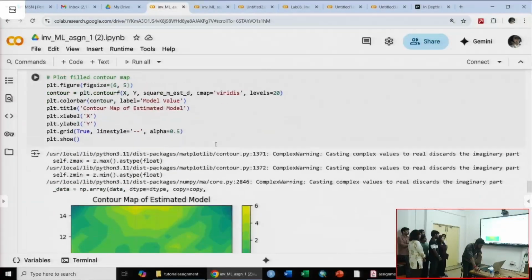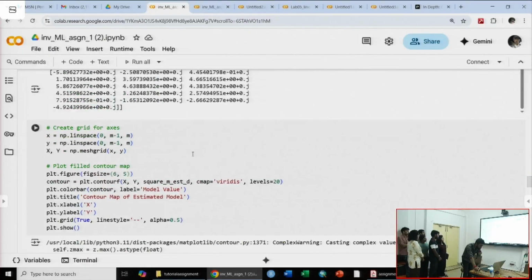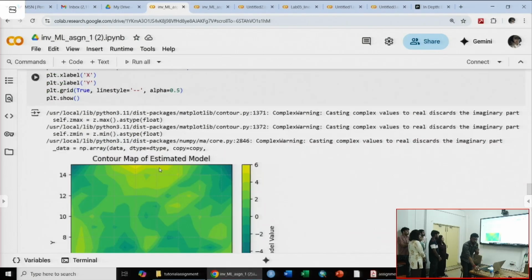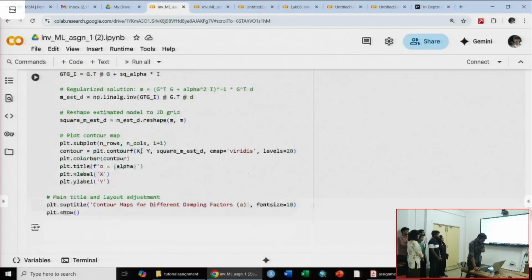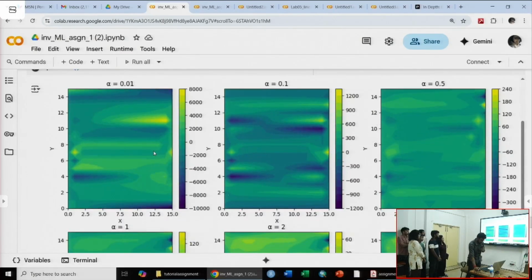Have you plotted those? Yes, sir. And this is the plot with the 10% of GTG. And then I used different alpha, from 0.01 to 10,000. And these are the plots we are getting.